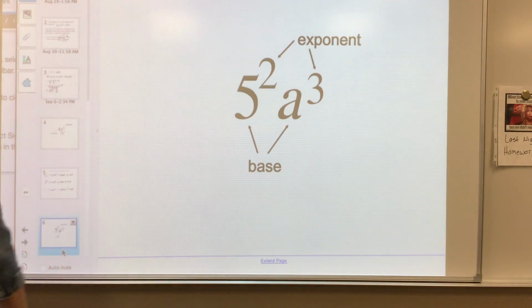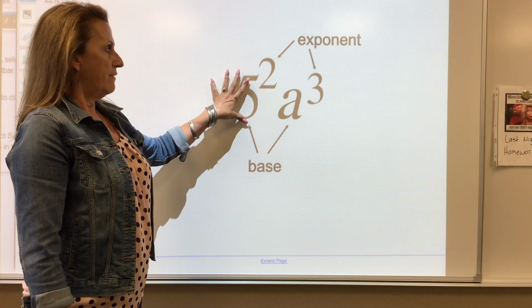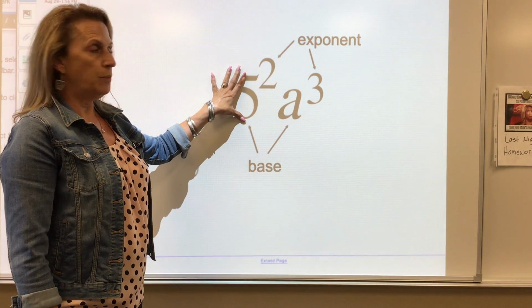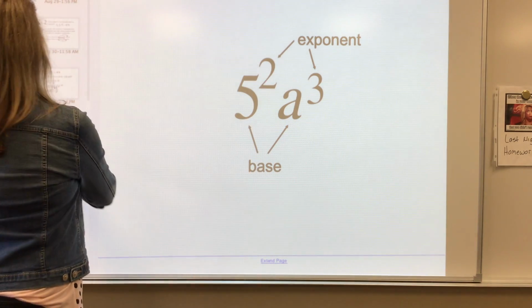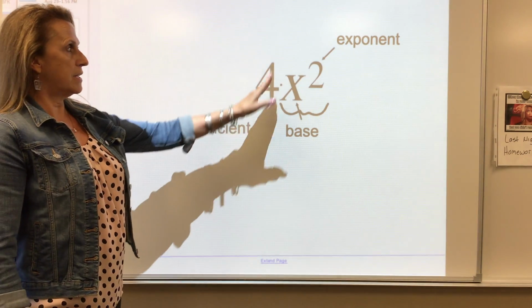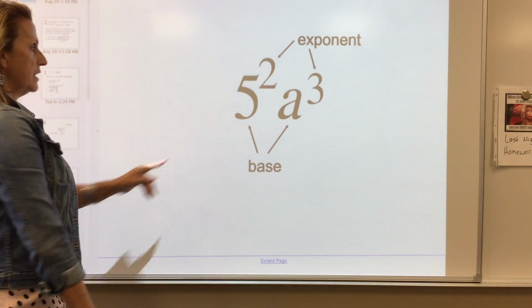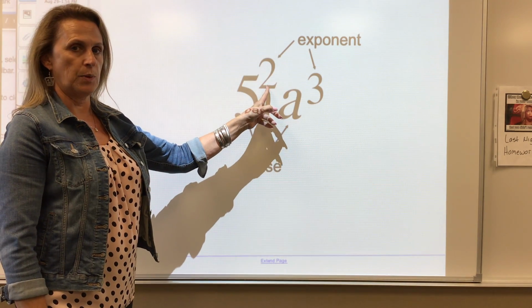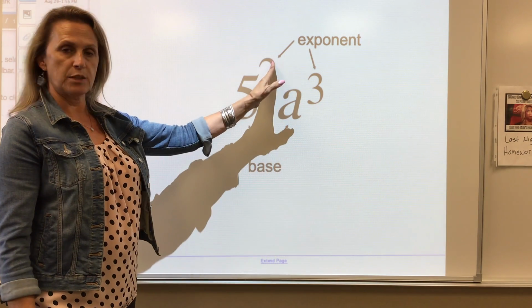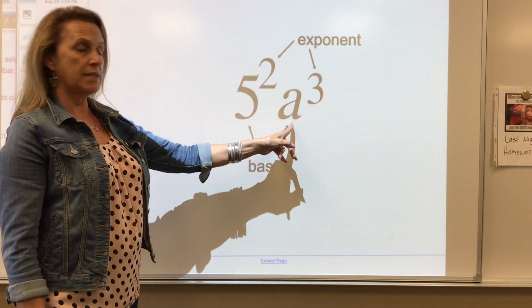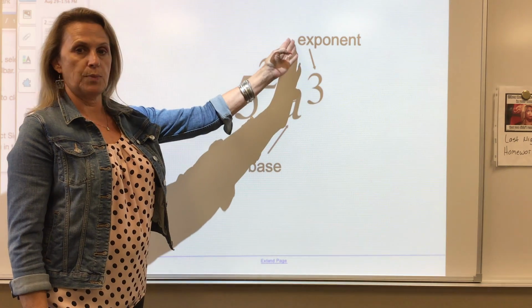So when you start to look at something like this, 5 is no longer a coefficient because it too has an exponent. So you see the difference between these? This 4 does not have an exponent, so it is just a coefficient. But this 5 has an exponent. So now this 5 is considered a base because it has an exponent attached to it. So does the a. So the 5 and the a are bases, the 2 and the 3 are exponents.